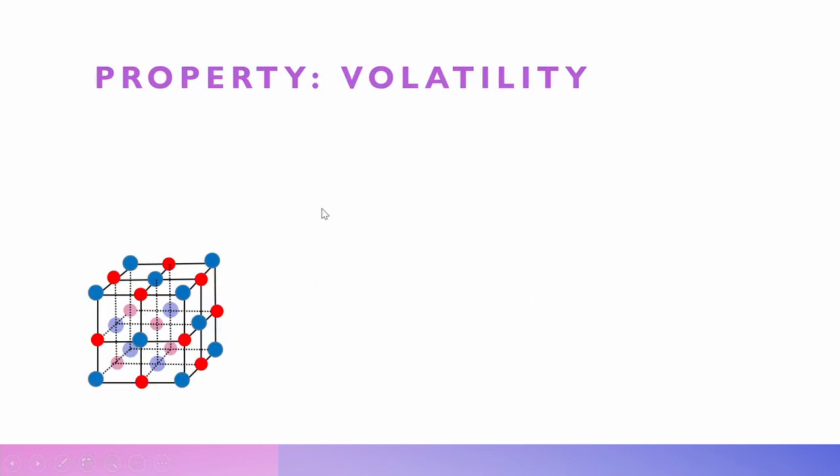The volatility of ionic compounds is strongly correlated with its hardness. A substance that is very hard tends to have high melting and boiling points. A substance that is very hard tends to be difficult to melt as well.